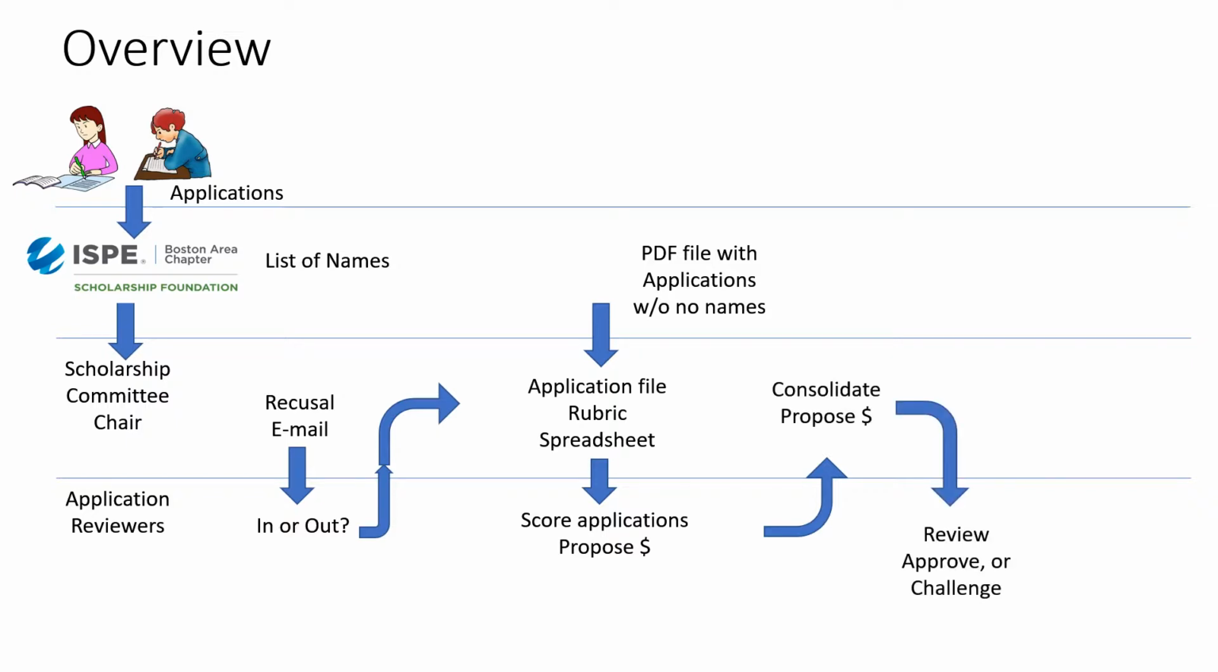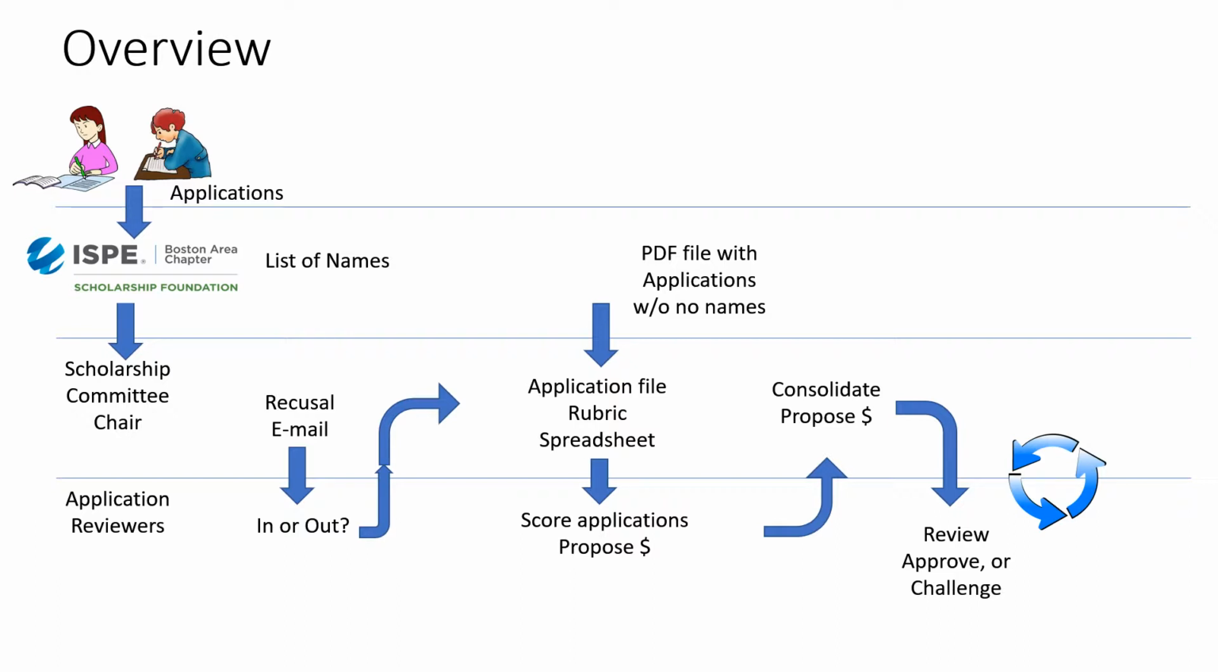I consolidate everyone's input and make a final proposal on who gets what level of award. And then each of you review it and approve it or challenge it. If there's a challenge, we generally do that by email. It's pretty rare actually, and we could also get on a phone call if we needed to.